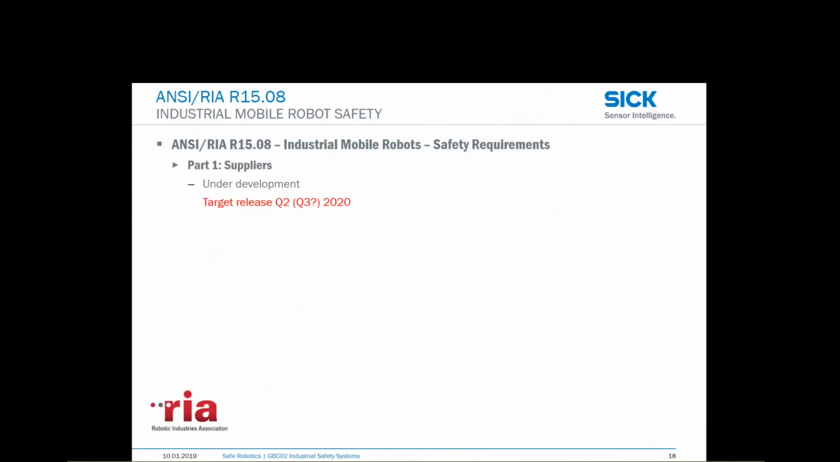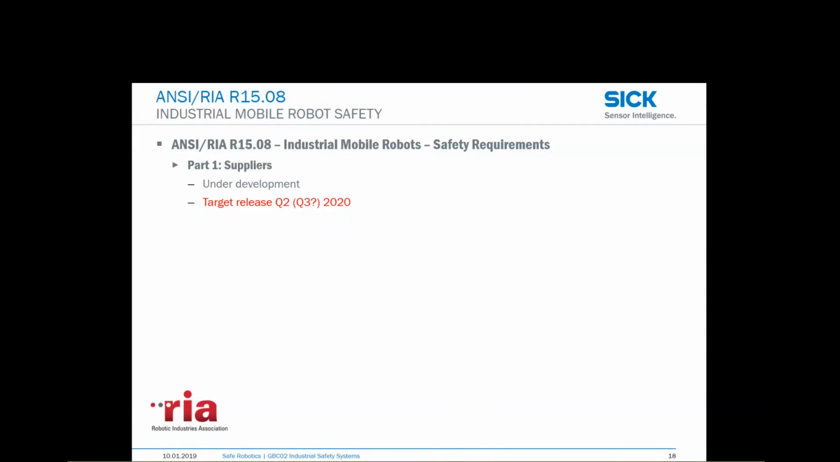Currently, as I mentioned, this is under development. So a target release for part one, this will be for suppliers. These will be for manufacturers of these types of mobile robots, so these mobile platforms. They still are looking to try to release this next year, about mid-year. It is a lot of work. There's a lot going on in really getting a lot of the definition and the scope for the manufacturers.